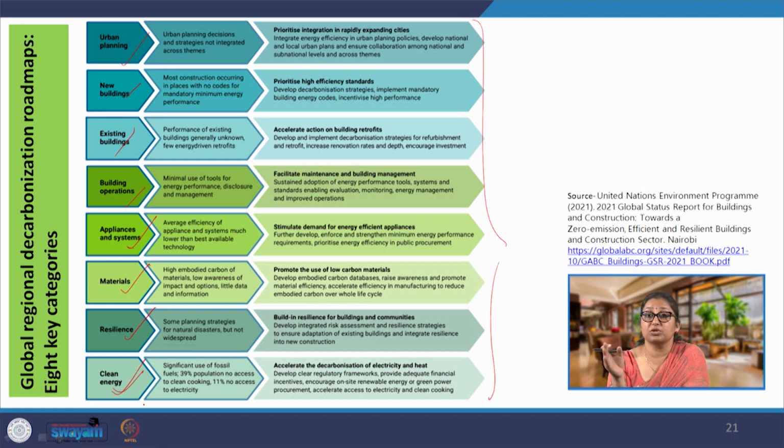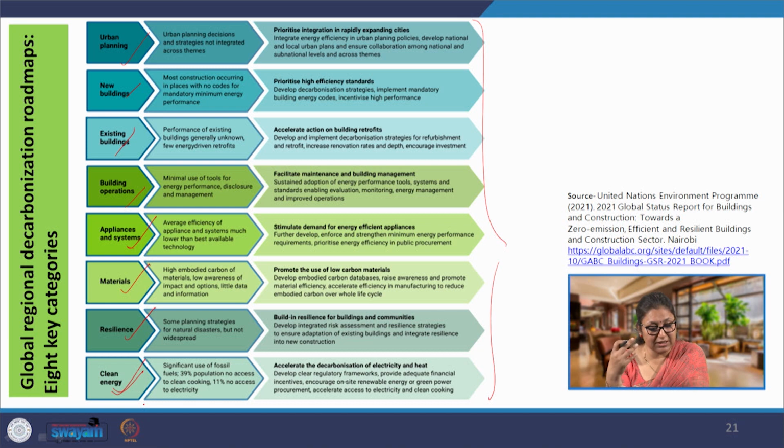So, the newer energy codes have to mandate very high efficiency standards, and for existing building stock we have to accelerate the action on building retrofits. The buildings have to be retrofitted to be more efficient. As time passes, we saw that the energy intensity came down, but what about the existing buildings? We have to act on retrofitting them. Then we have to facilitate maintenance and building management, because a lot of times a building is constructed to be efficient, but the operations are extremely inefficient, which may result in an inefficient building at the end of the day.